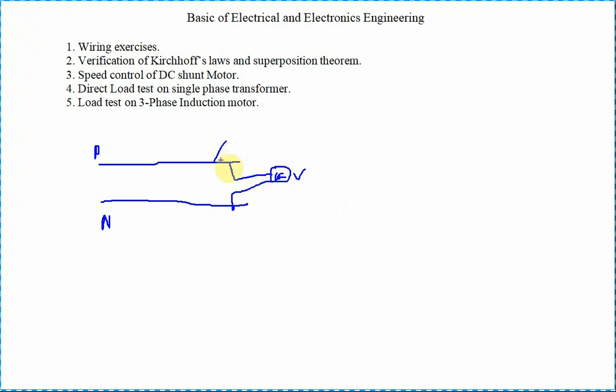So test on that one here: the line is present or not, the line is available or not, and current is flowing to the line or not. Through the tester, you are going to connect it and you can check it. So this is about the importance of the tester and the voltmeter.